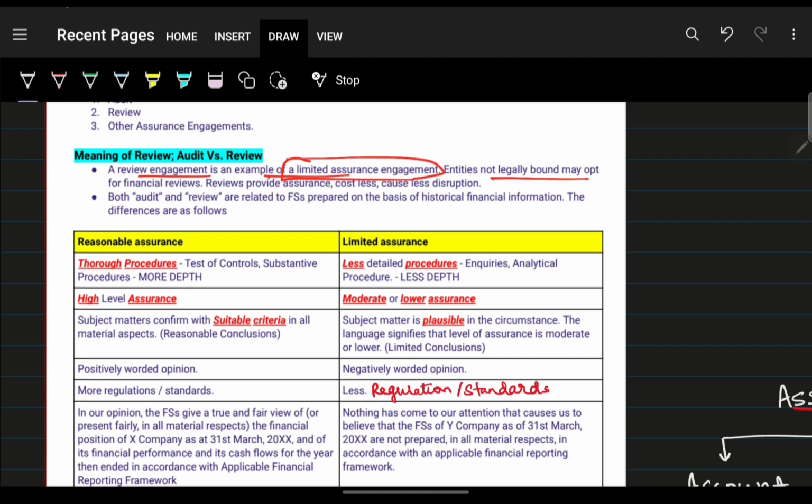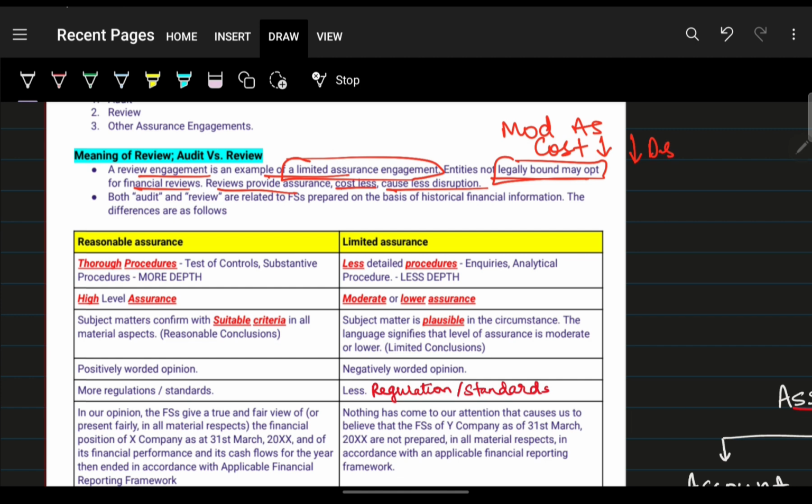Okay. Entities not legally bound may opt for financial reviews rather than the audit. Review provides assurance, costs less and causes less disruption. So the amount of data, the amount of access that we'll have to give to the auditor, the amount of checking that has to be done by the auditor is far lesser. So that's why it gives a lesser level of assurance compared to an audit. So if an entity is not legally bound to get itself audited, it will move towards financial review. Because it will provide a moderate level of assurance, right? And it will cost less, right? And there is less disruption.